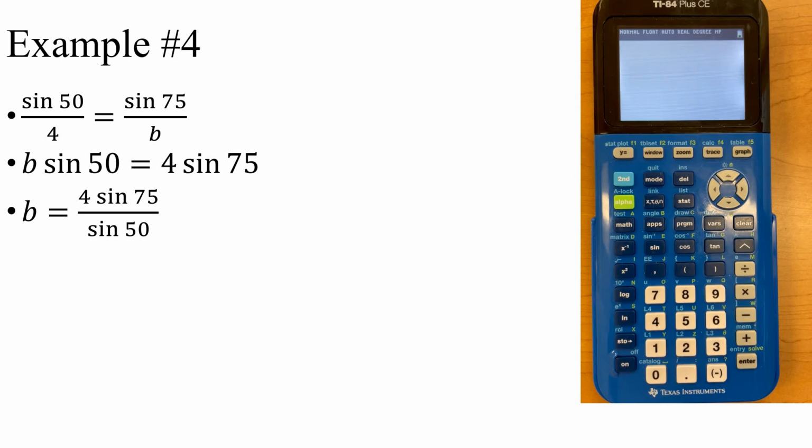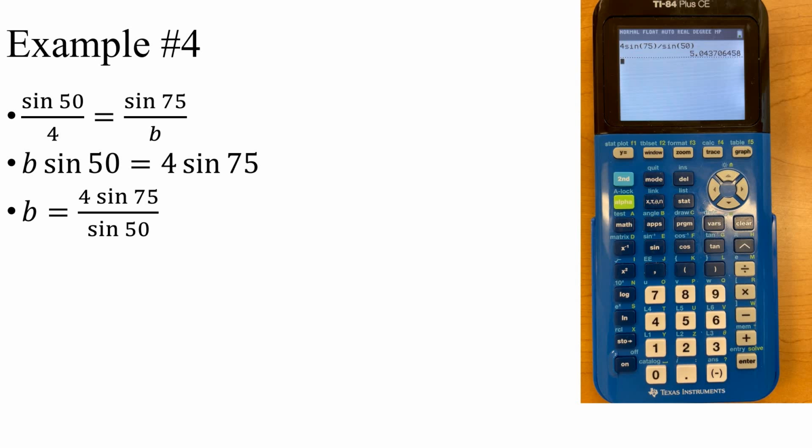So typing this into the calculator, there's two ways we can do this. We can do it as 4 and then sine 75, making sure we close off our parentheses and press our buttons correctly, before we do our divided by sine 50. Closing off the parentheses, and we hit enter. So this value of b would be 5.0437.